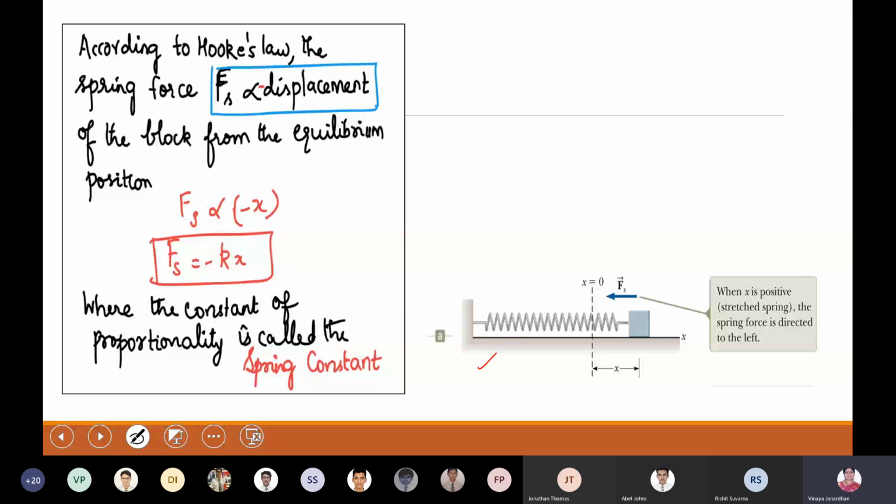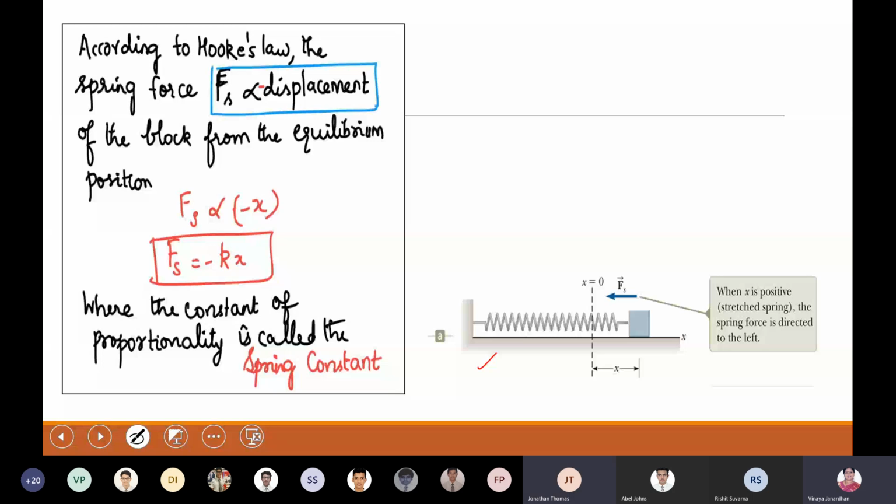You have to prove the work done by the spring force during one complete cycle, that it starts from x1 and comes back to the same position. The work done should be zero.